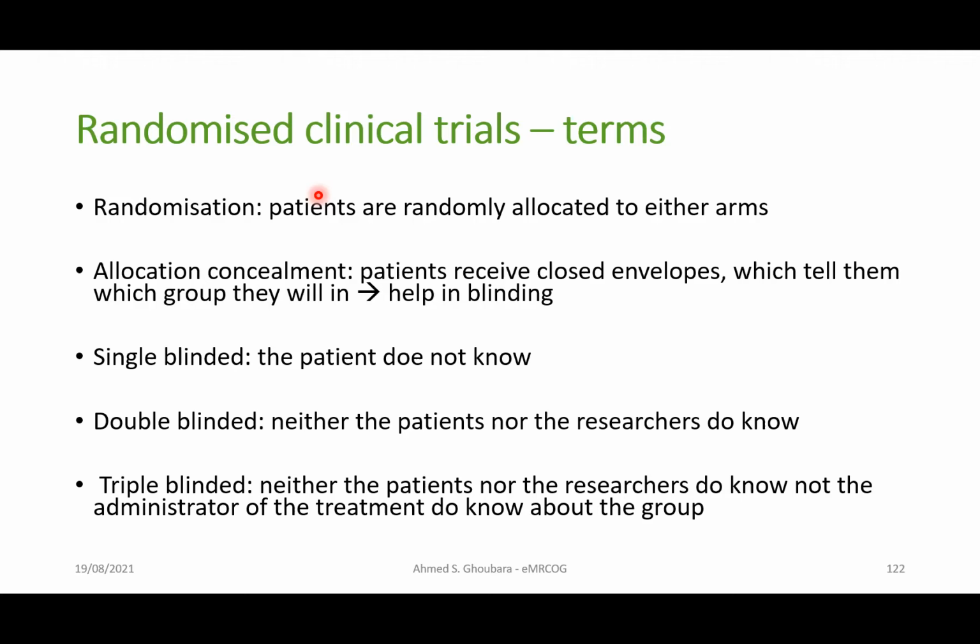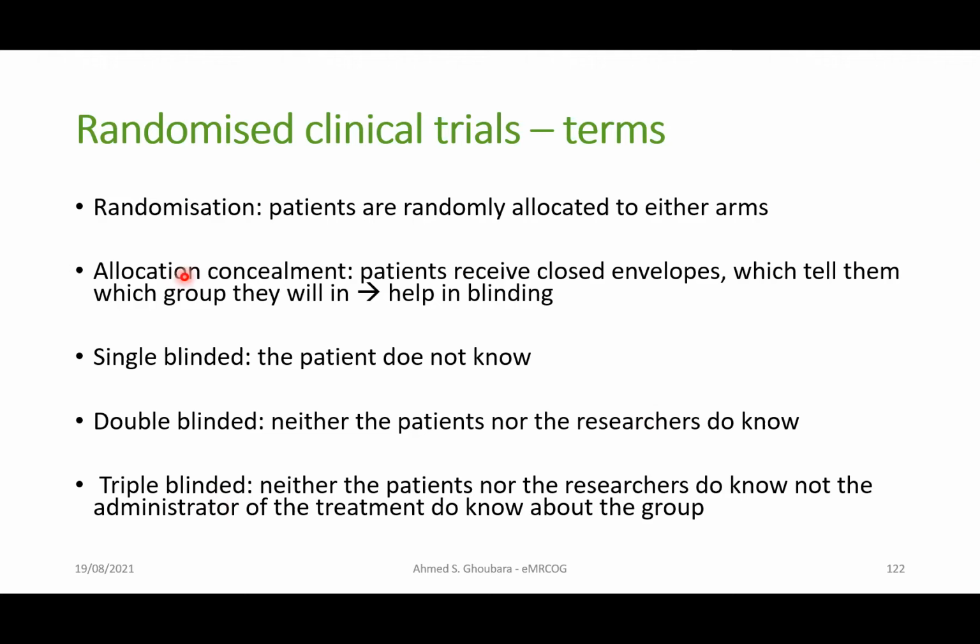Triple-blinded means neither the patient, nor the researchers, nor the administrator of the treatment know. Sometimes your research team has, say, 10 people working for you. Some junior trainees are responsible for giving the treatment to the patient by hand, for example. So the three of us don't know anything about which treatment the patient will take. The patient, the researcher, and the administrator of the treatment, all of us don't know which group the patient will be in.